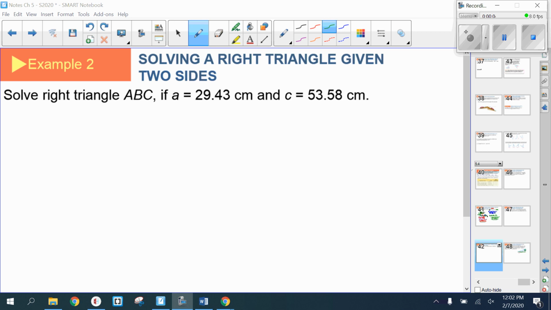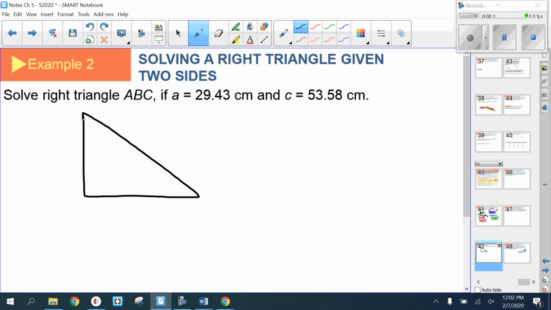Example 2, solving a right triangle. So again, what I'm going to do is start by drawing a picture of it. I think you want to do this. I know a lot of times people want to be lazy and not draw a picture, but I really think it helps. Angles are capital letters. Sides are lowercase letters.